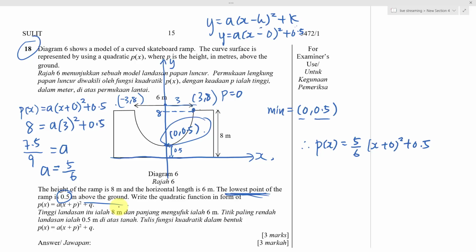So p is the height, because they just tell you basically this p over here is the height. This equation is a bit confusing. They use another p over here, but I guess the p over here actually means p(x). It doesn't mean the p in the equation over here. They just mean p(x), I guess.